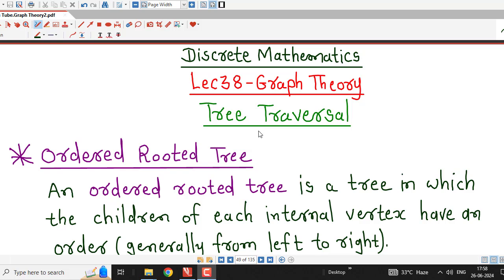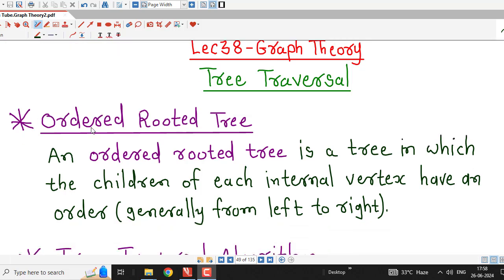In this lecture we are going to discuss tree traversal. We will see how we can traverse the same tree by different tree traversal techniques or algorithms. Before going for understanding tree traversal, first we require the definition of an ordered rooted tree.